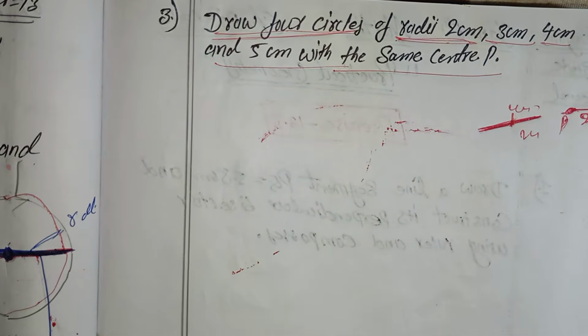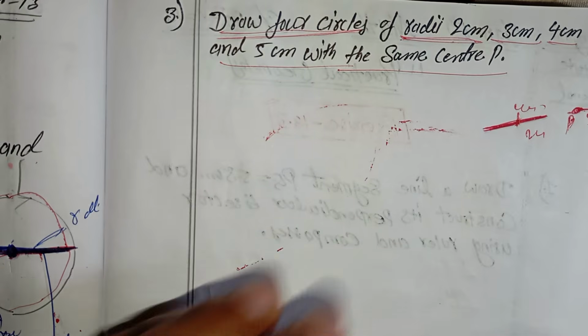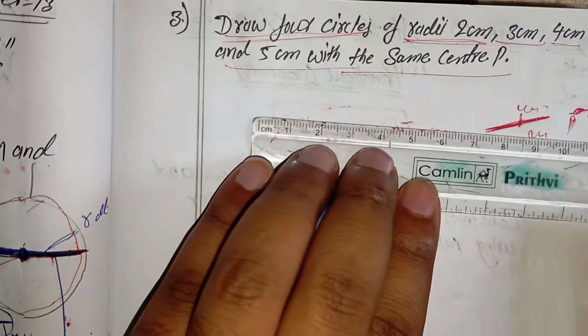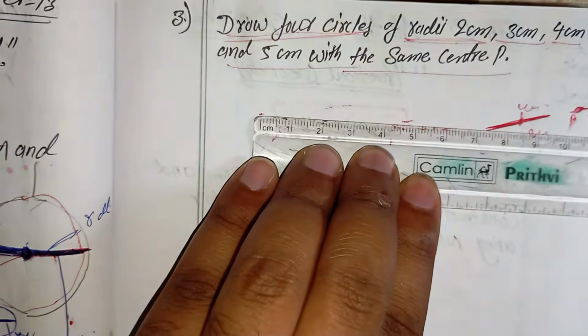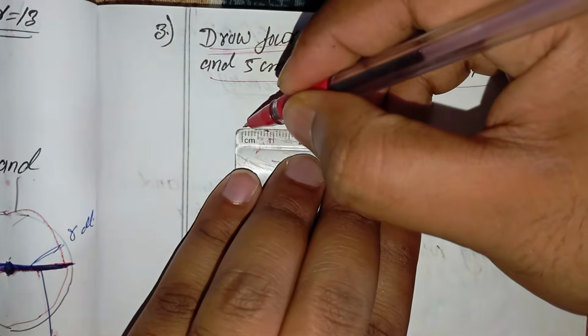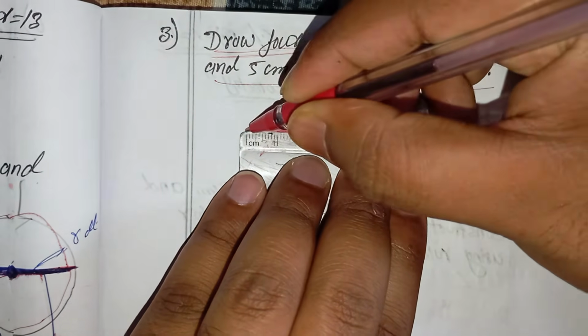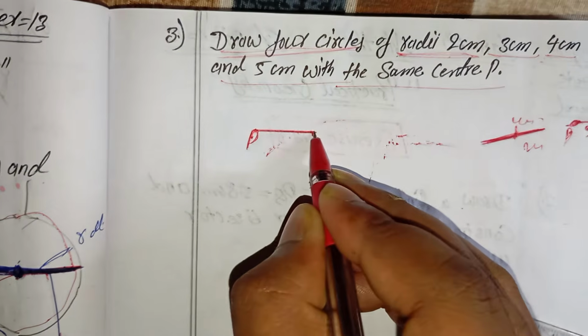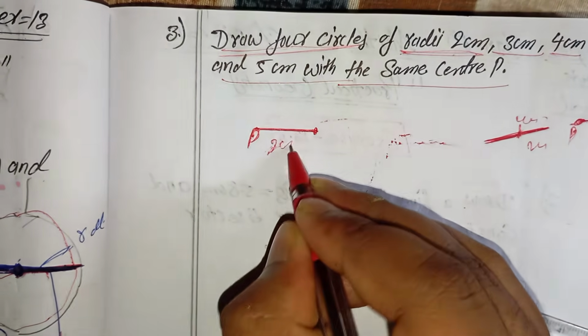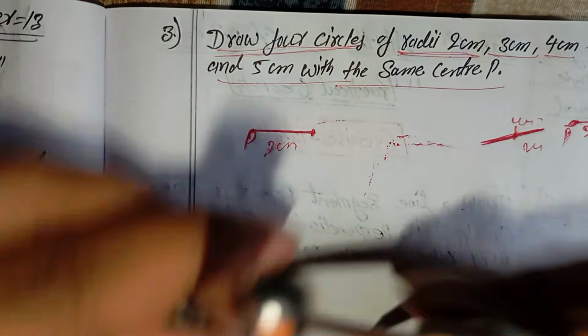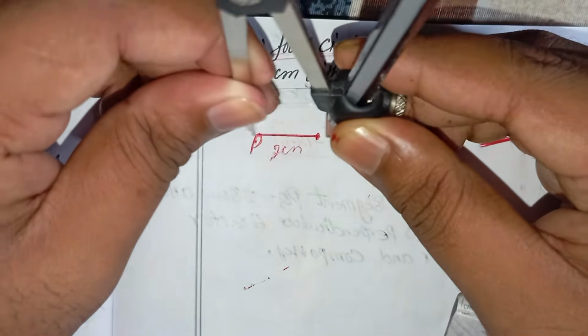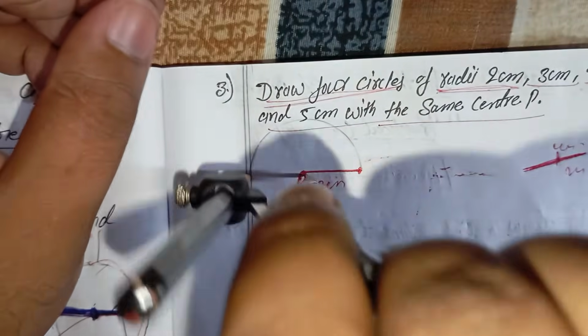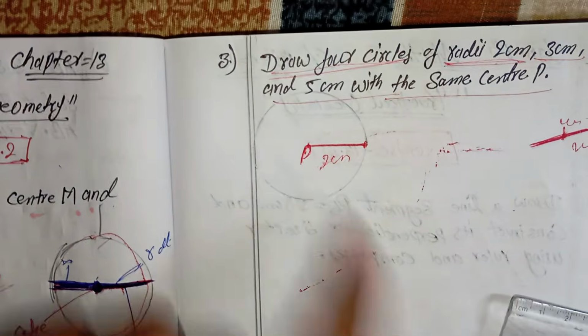Let's suppose I'm taking 2 centimeter. From here to here I'm taking with a pencil, or just take with a pen. This is 0 to 2. This is one radius. This is the center, P, and this is the radius, 2 centimeter. Now we have to make the circle. It's very simple, just take it like that and draw. One circle is there.